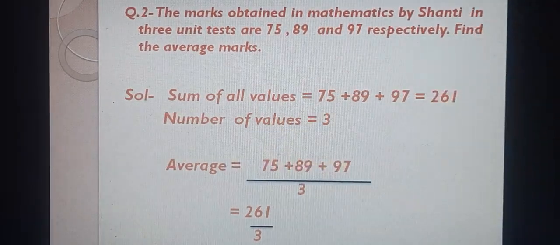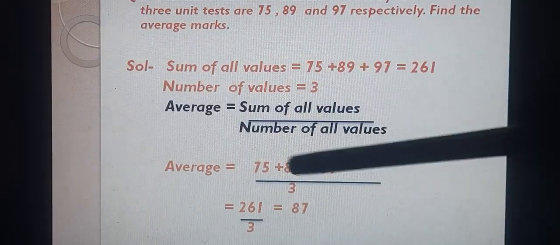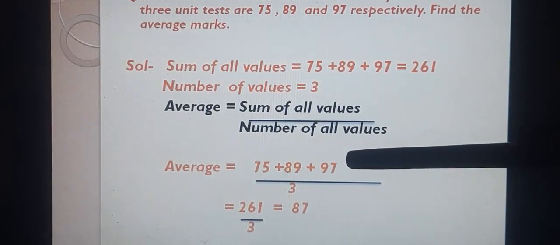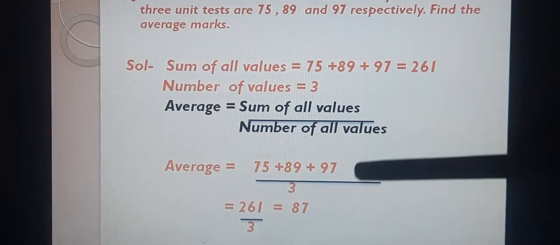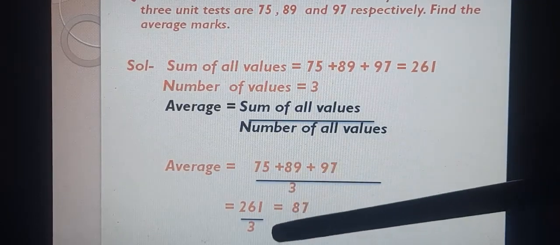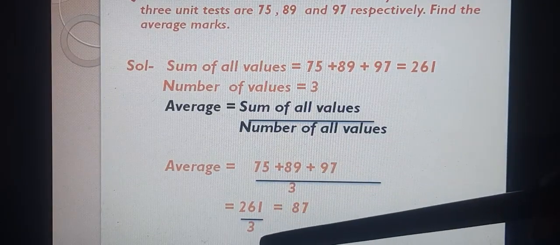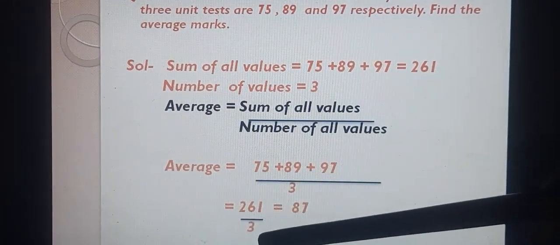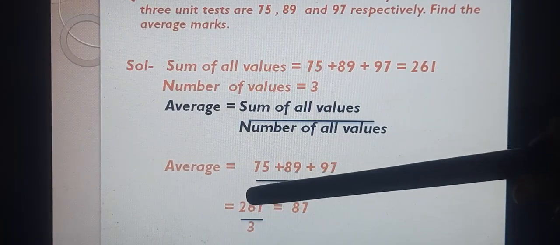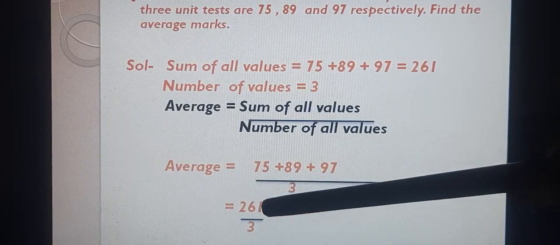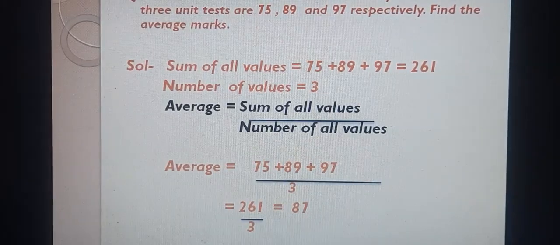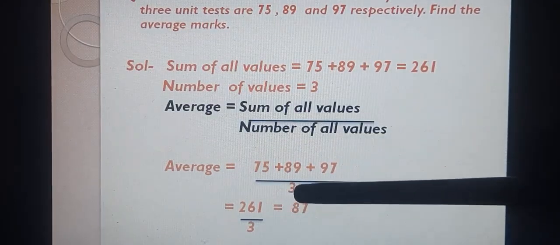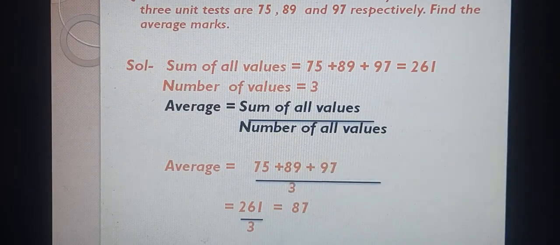Average is equal to sum of all the values 75 plus 89 plus 97 is 261 upon number of values 3. So 261 upon 3 will be our average. 261 divided by 3. 3 8s are 24. 3 7s are 21. So average is 87. So marks obtained in mathematics by Shanti, average marks 87.